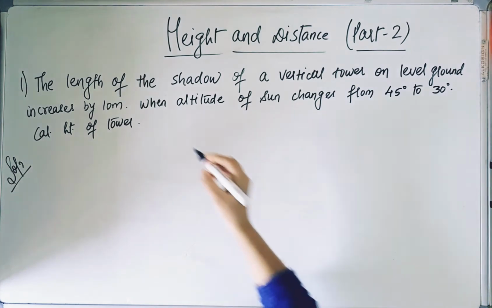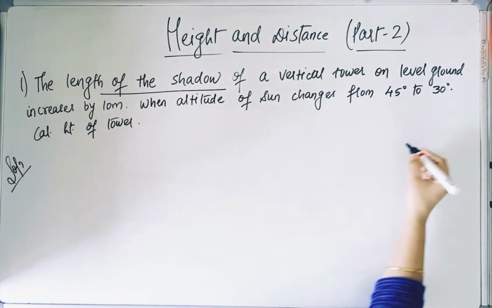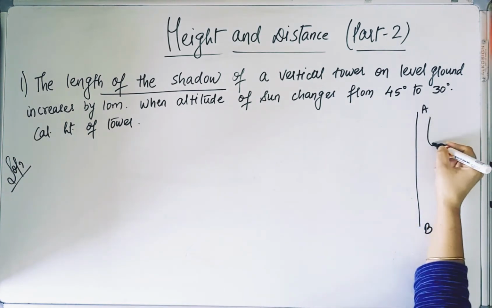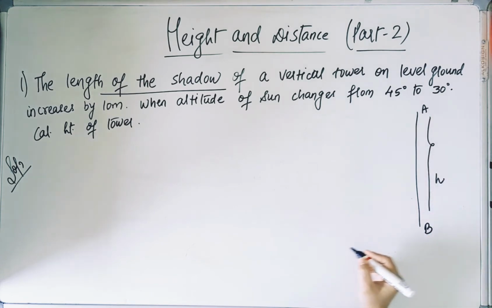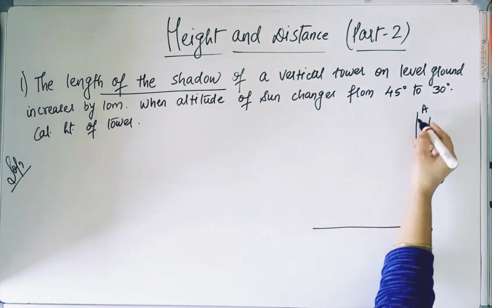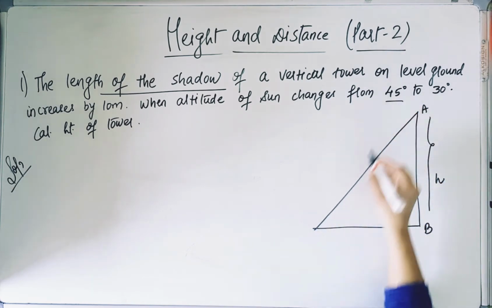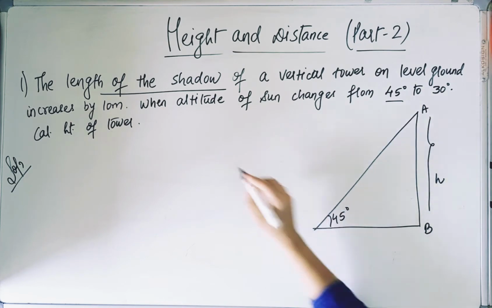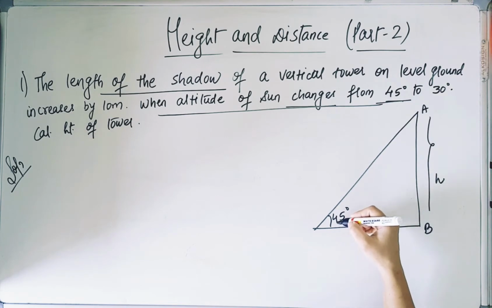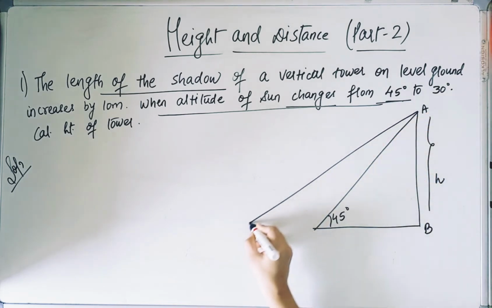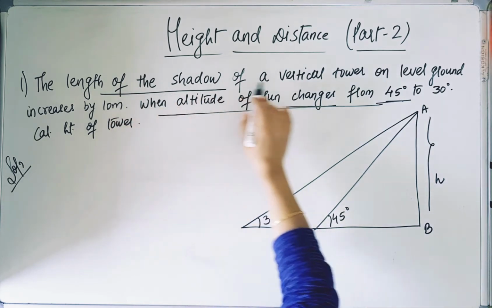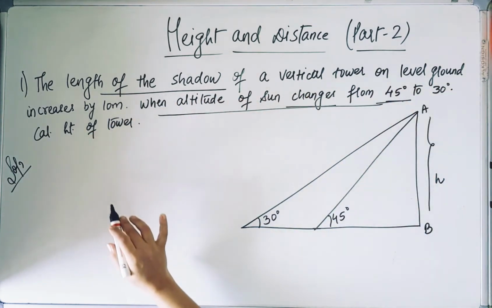See now what they are saying, length of the shadow of a vertical tower. This is vertical tower. This AB is a vertical tower. I'll consider its height to be h. Now its shadow. That means first of all the angle of elevation was 45 degree. When the altitude of the sun changes from 45 to 30 degree, that means पहले क्या था 45 degree and then this elevation became 30 degree. So the length of the shadow of a vertical tower increases by 10 meter.